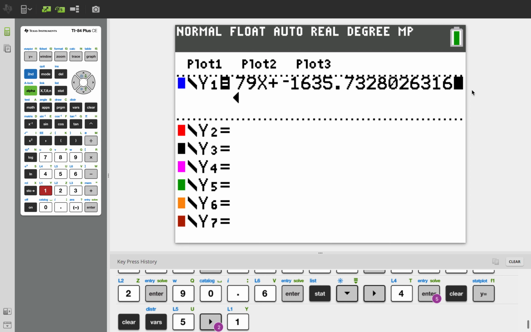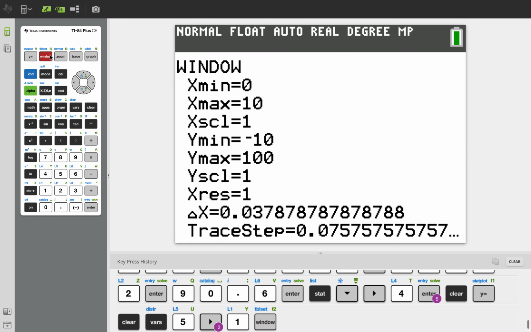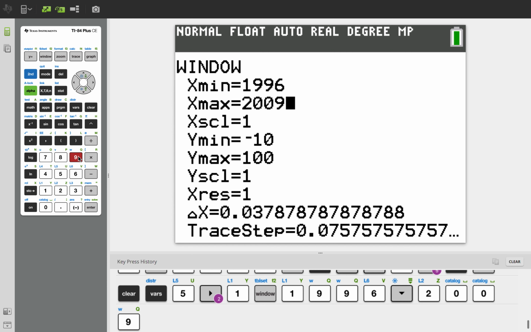Okay, and then you have to pick the right window. This is where that domain and range will help you, right? So our smallest year, you're going to go to WINDOW next, and our smallest year went from 1996. So let's use that for now. And our biggest year was 2009. So we're going to use that for our x values, the smallest to biggest year for x's.